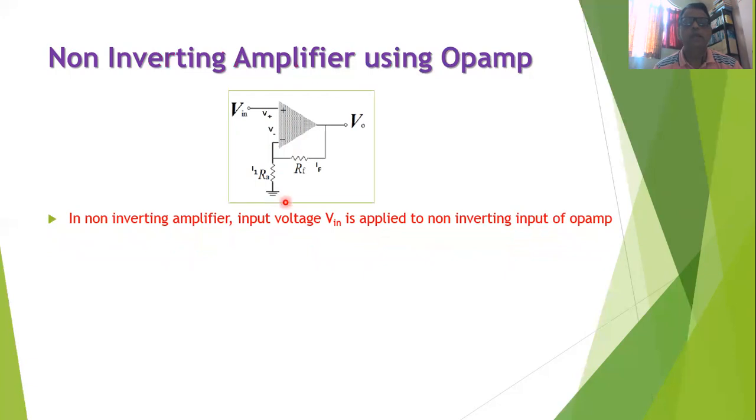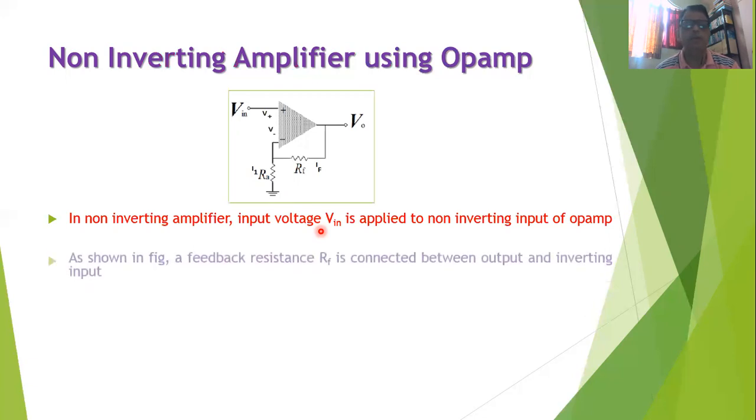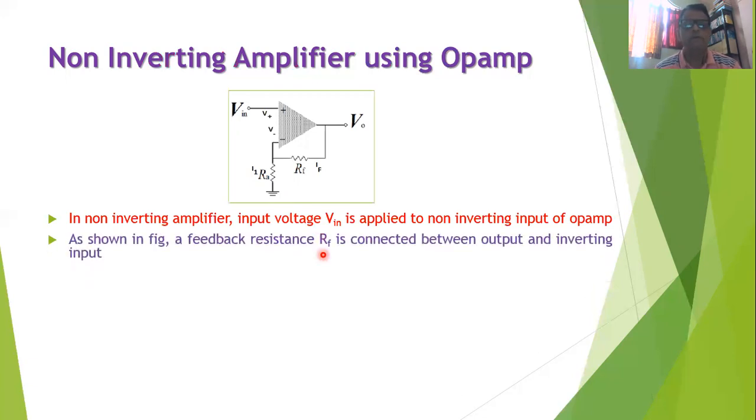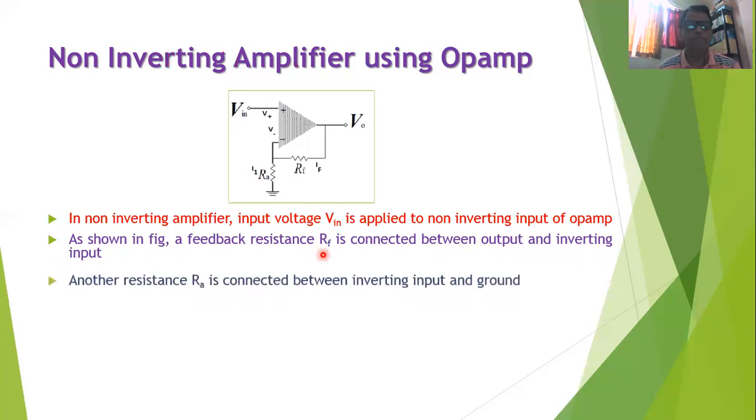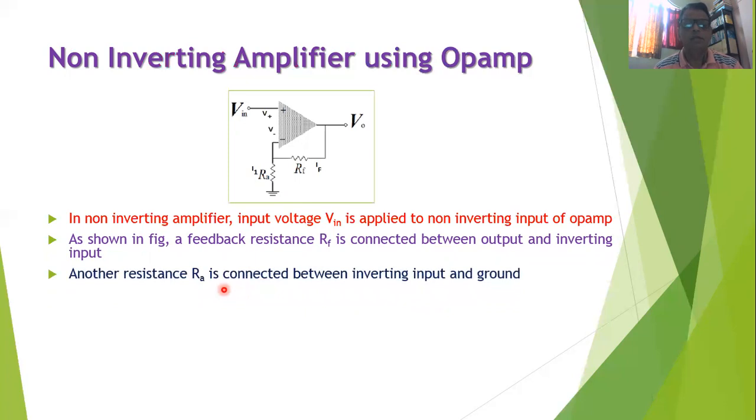In the non-inverting amplifier, the input voltage Vin is applied to the non-inverting input terminal of the operational amplifier. A feedback resistance RF is connected between the output and inverting input of the op-amp. Another resistance RA is connected between the inverting input and the ground terminal.